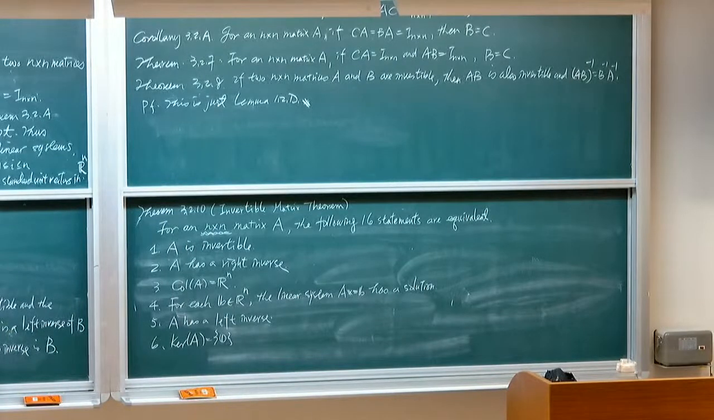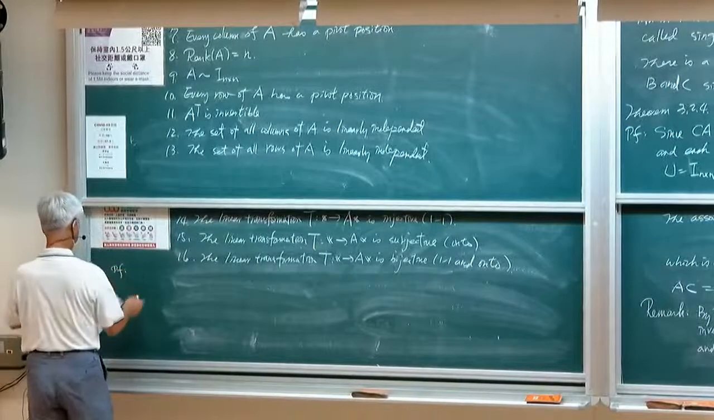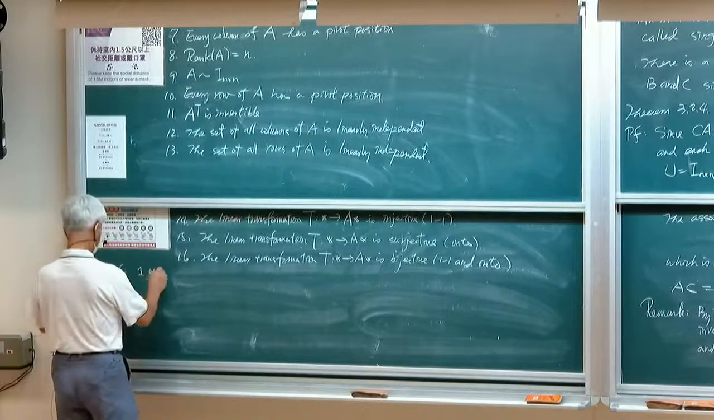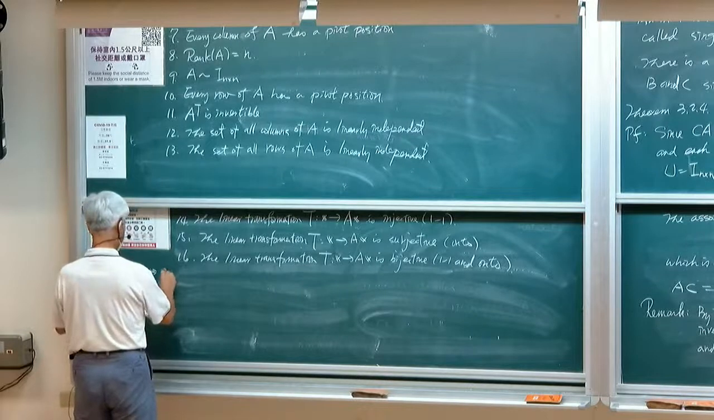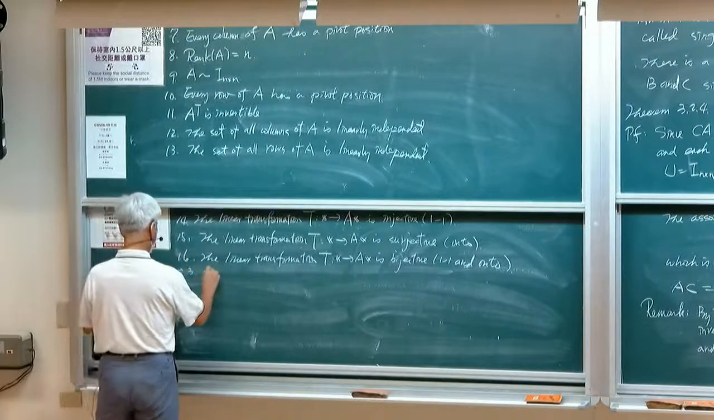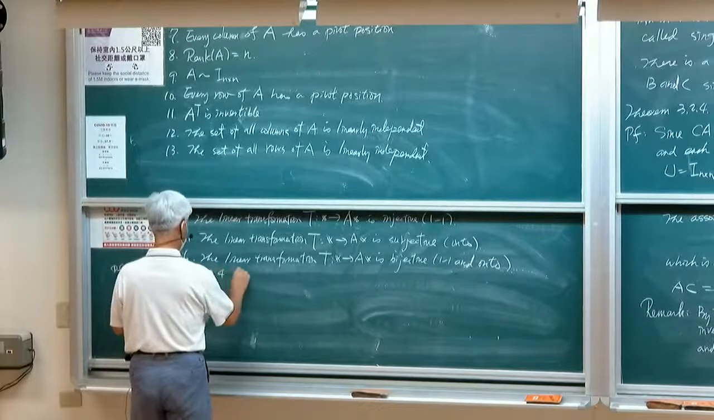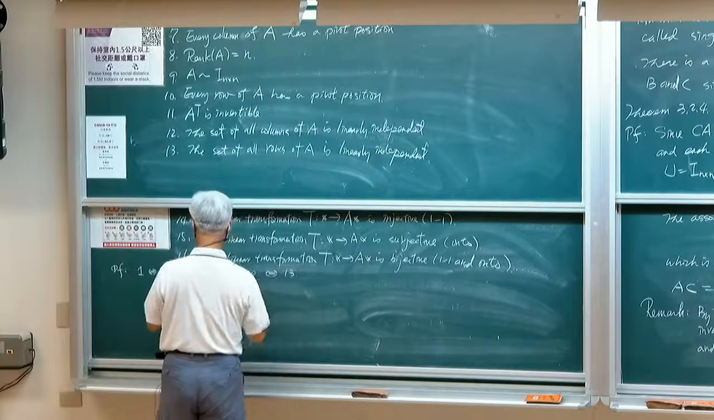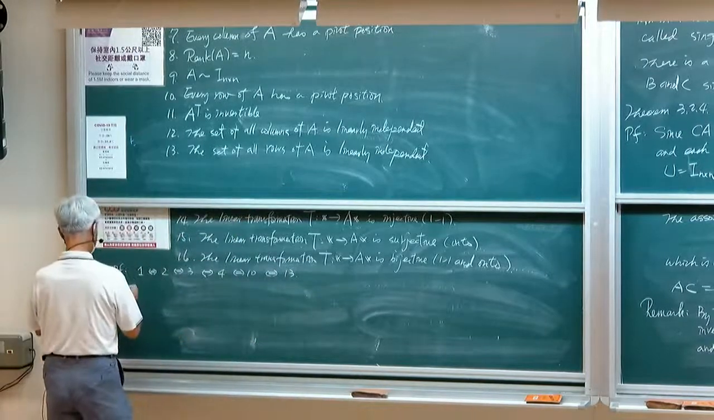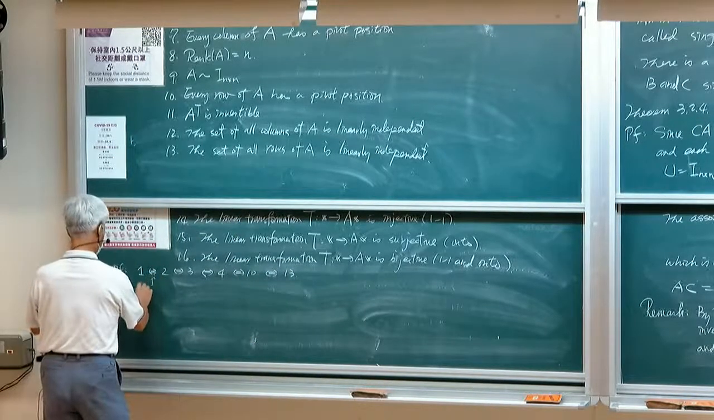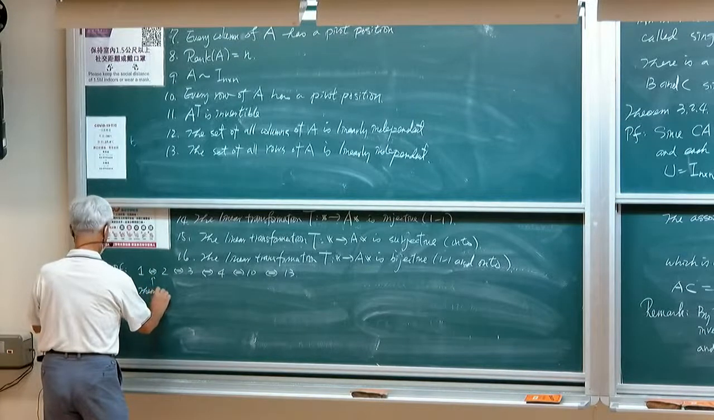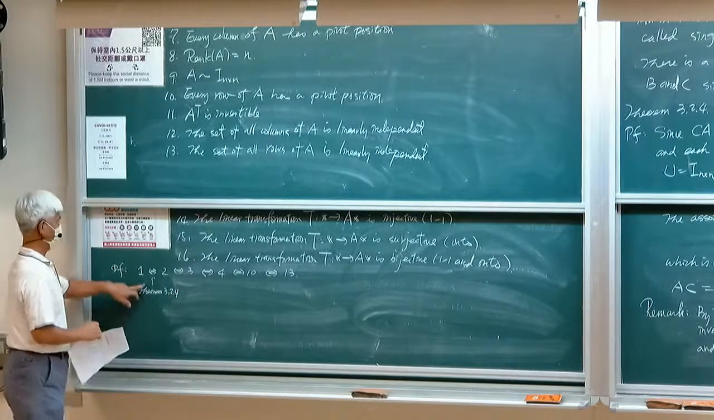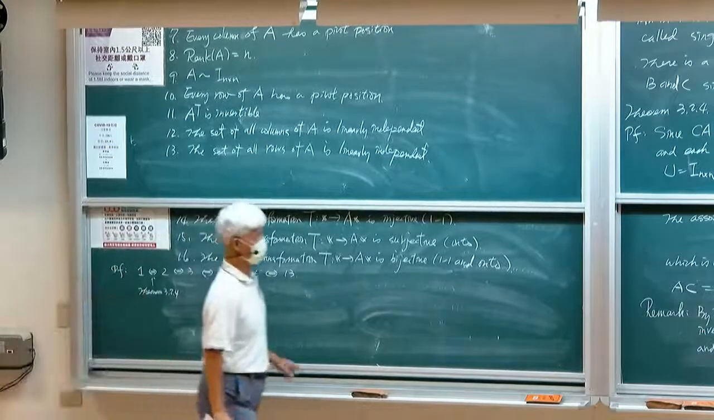Okay, and the proof. Well, so actually 1, 2, 3, and 4 are equivalent, and 10 and 13 are equivalent. The reason here is that this is from theorem 3.2.4. Okay, this is what we just proved.